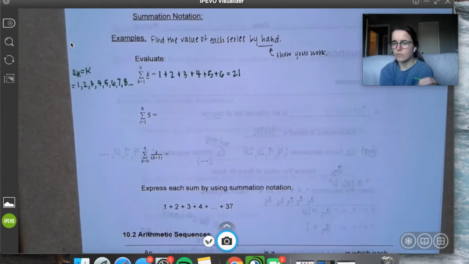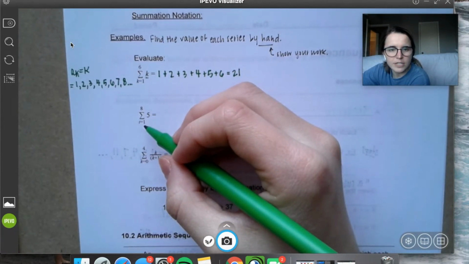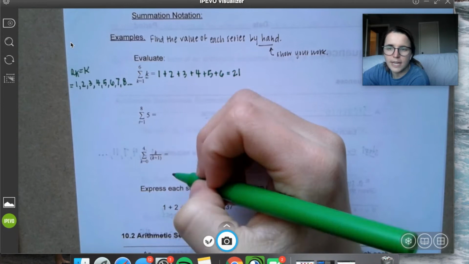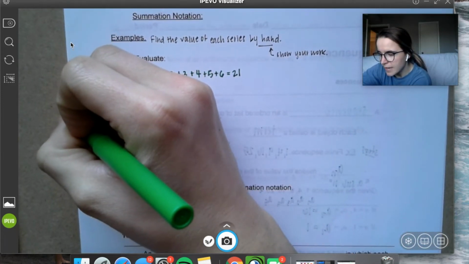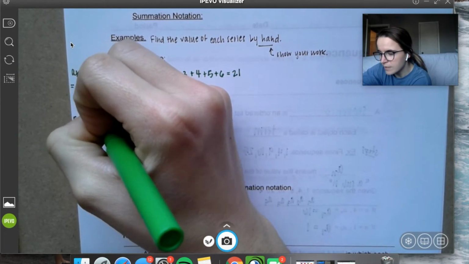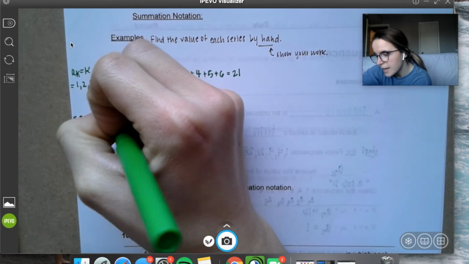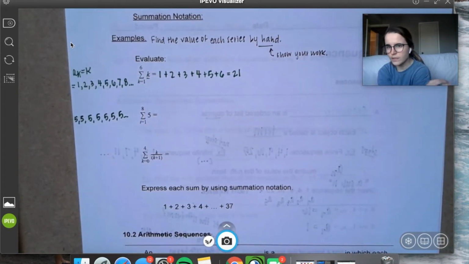All right, let's do a second example. For this one, I've got the summation of 5 from 1 to 8. So this is how the series goes. 5 is the first term, 5 is the second term, 5 is the third term, 5 is the fourth term, 5 is the fifth term, and so on and so forth. And it keeps going up. It only wants the first 8 terms.